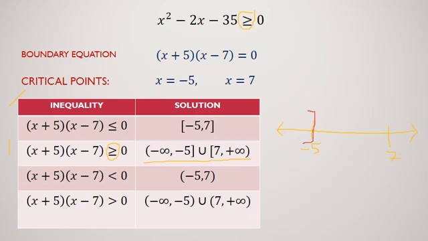Negative infinity to negative 5, tapos, 7 to positive infinity. So, yan ang solution niya. The union of those two sets.